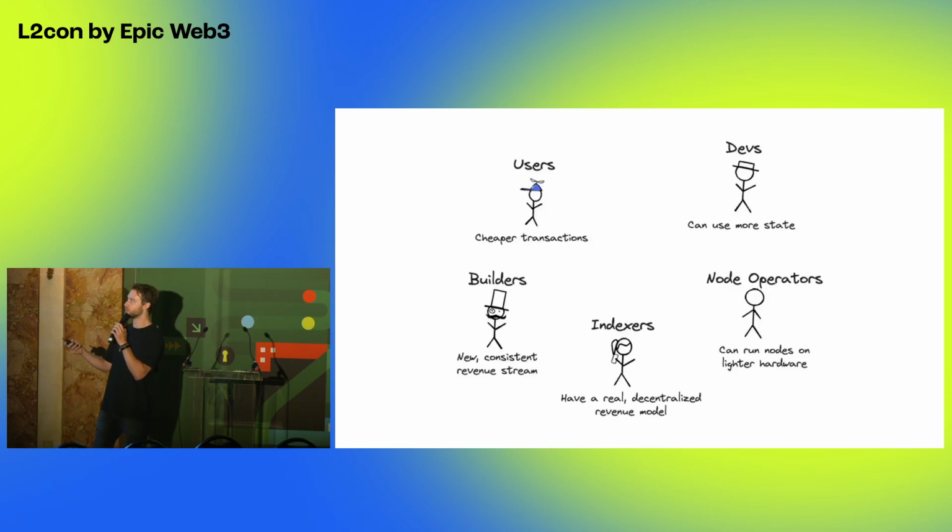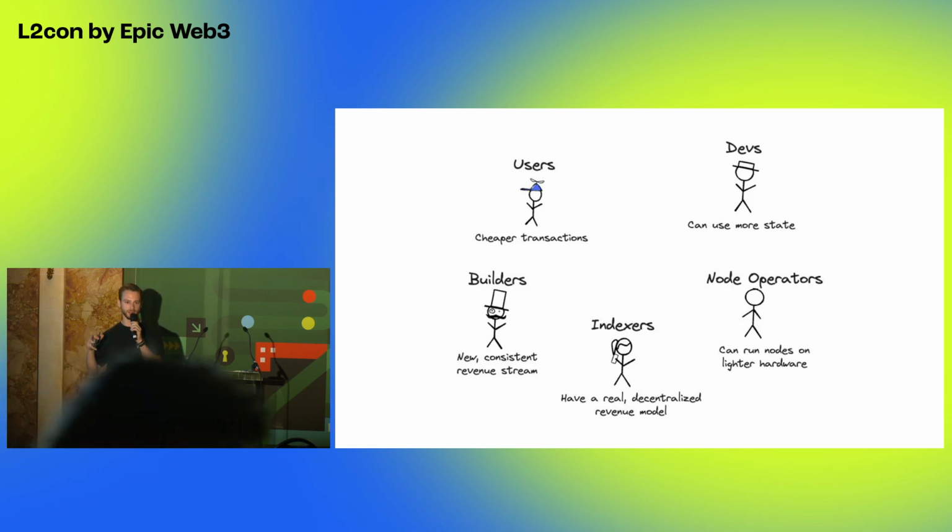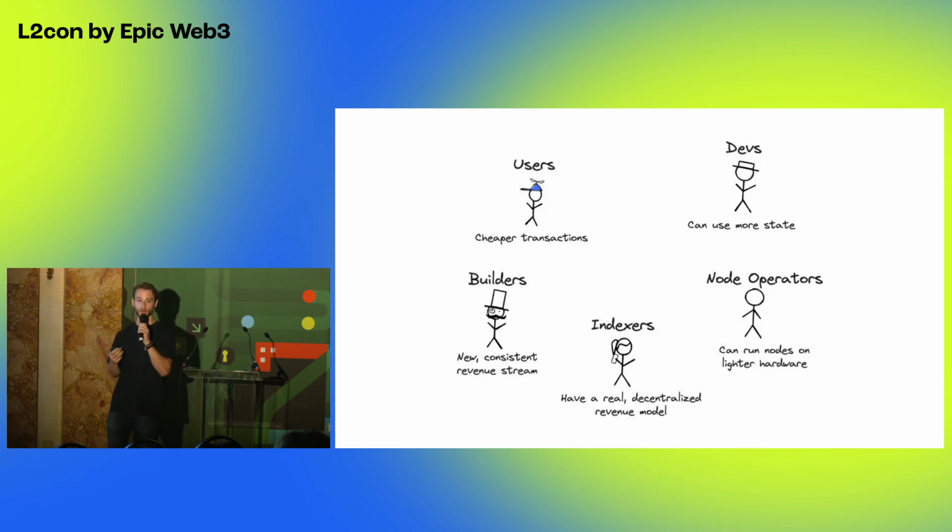So obviously, users get cheaper transactions, right? We've gone from needing to update one state element in the chain, we've gone from 7 state elements down to 1. So we've reduced the biggest component to transaction fees today. And then the flip side of that is developers can now use a lot more state.